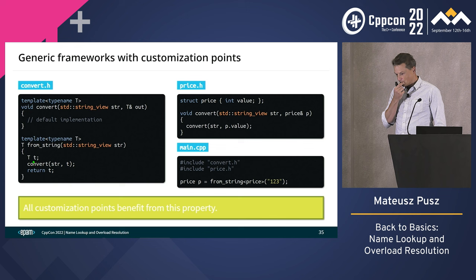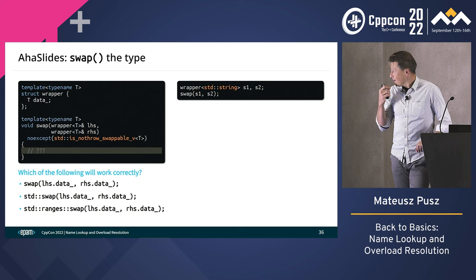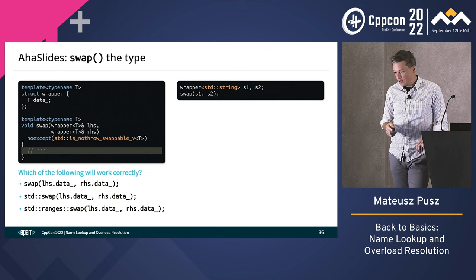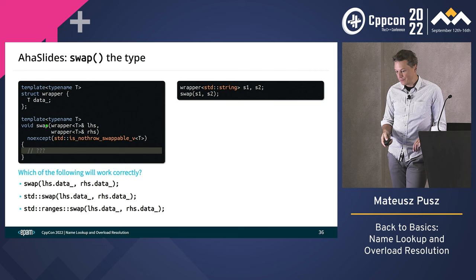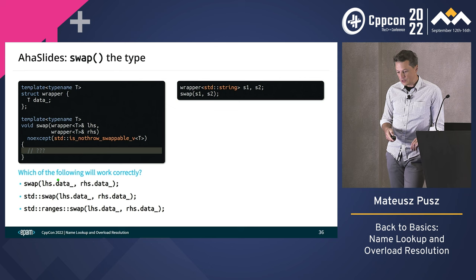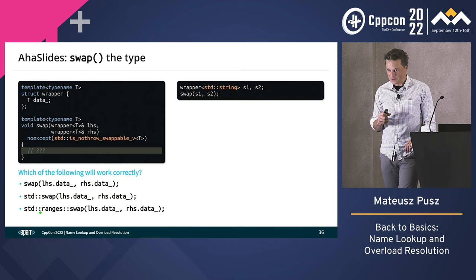All right, so let's summarize what we learned. Let's switch to slides. We are going to swap the type, a really powerful and known idiom to many. We are having some really stupid wrapper, and we want to provide a swap for this wrapper. And in this case, we are having std::string as a template parameter, swapping stuff. Which one of the following will work correctly? Swap unqualified, std::swap qualified, and std::ranges::swap using new facility from C++20. Let's see what do you think about it.